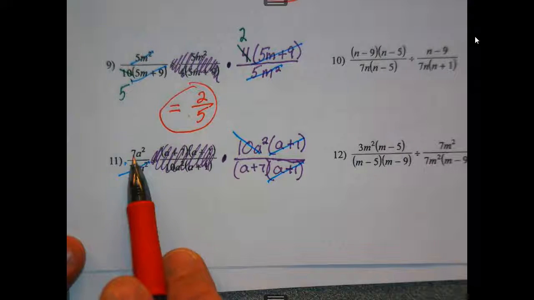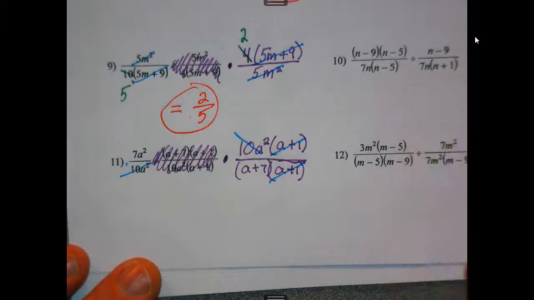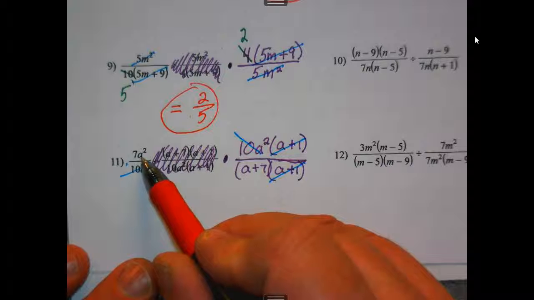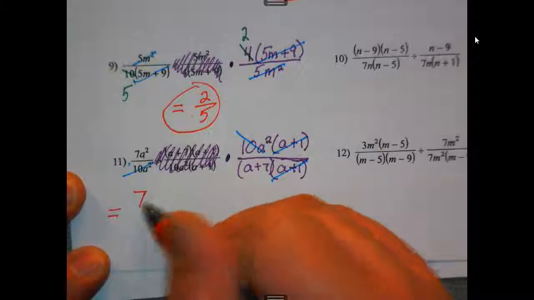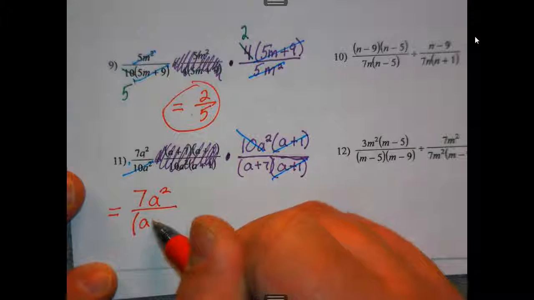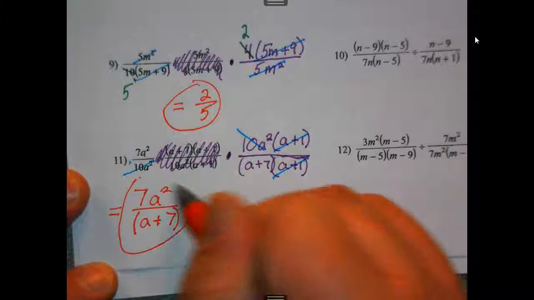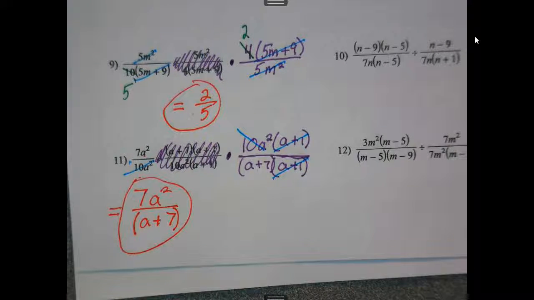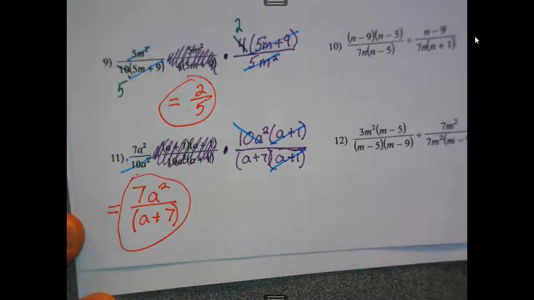There's no plus or minus sign. Nope. It's all multiplication. This is 7 times A times A. You know what I'm saying? So I have 7A squared over. Be careful. Do not cancel out A's. Is that it? Wow.